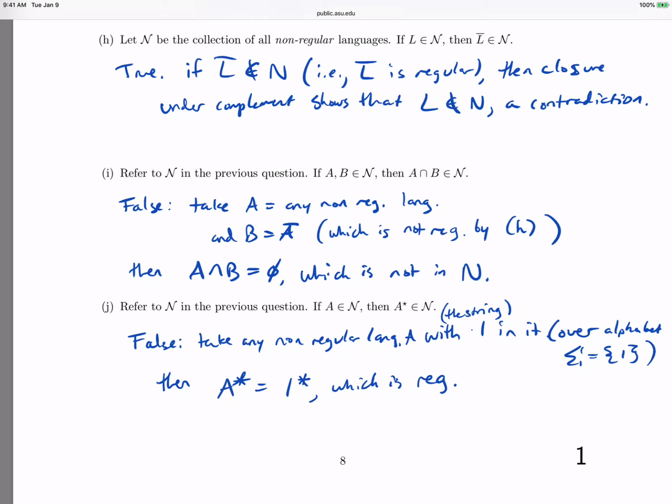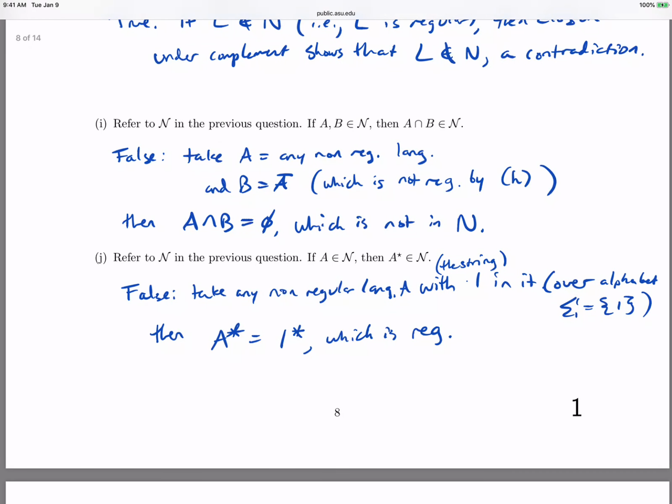So if we take A to be any non-regular language and B to be the complement of that language, then by part H, B is also non-regular because it's closed under complement, but their intersection is nothing because there's no string that's in A and in A bar simultaneously. But the empty set is regular, so it can't be in the set of non-regular languages. And the same idea with J.